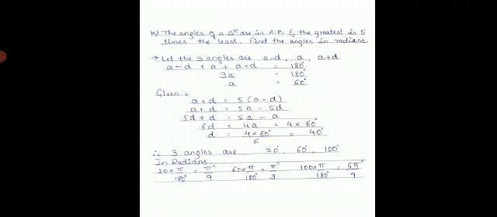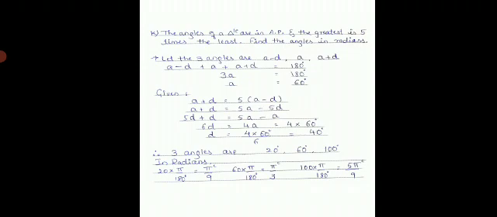So, minus D plus D will get cancelled. A plus A plus A will become 3A, which is equal to 180 degrees. Then the A value will be equal to 180 upon 3, which is equal to 60 degrees. Now, according to the question, the greatest angle is A plus D, which is equal to 5 times the least. That least value is A minus D, which we have taken here.